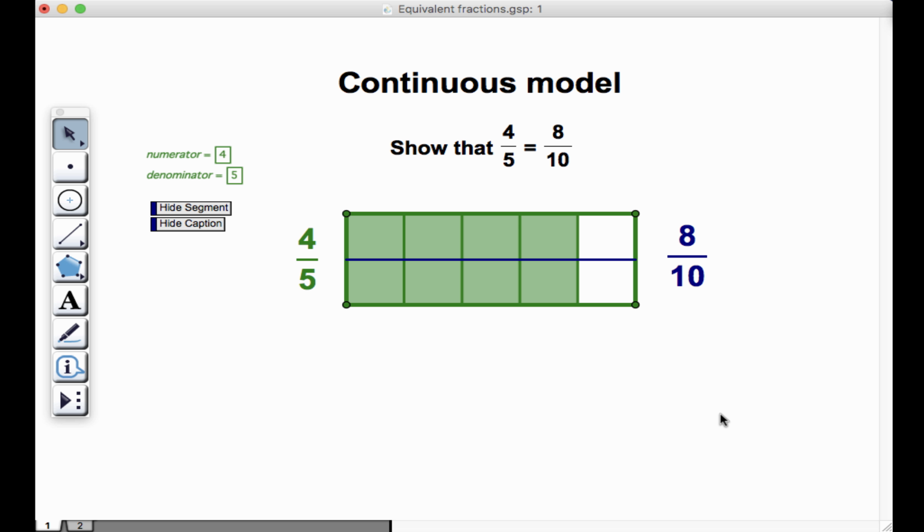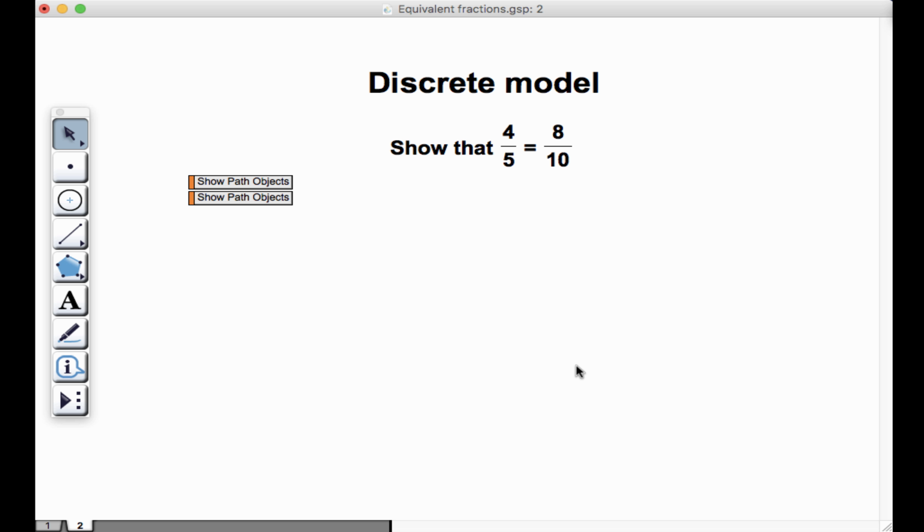Now, suppose we want to do the same thing with a discrete model. We want to show that 4/5 is equivalent to 8/10. So discrete model, now instead of measuring, you're counting. So this could be all sorts of things. Anything that you would count, where you think about separate objects that you count, like when you count on your fingers. So you could count the people in the room, you could count the number of pieces of furniture, you could count, in this case we're going to count popsicle sticks, but literally anything that you could count would be regarded as a discrete model.